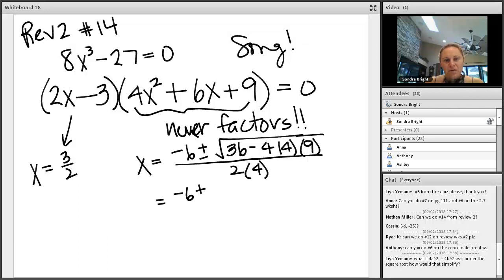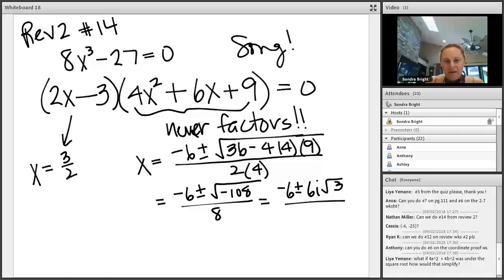So that ends up giving you negative 6 plus or minus the square root of 36 minus blah blah. That should be negative 108 because I already did one just like this. Yeah, negative 108 all over 8. And then 108 is 36 times 3. So you've got negative 6 plus or minus the square root of 6i rad 3 all over 8.